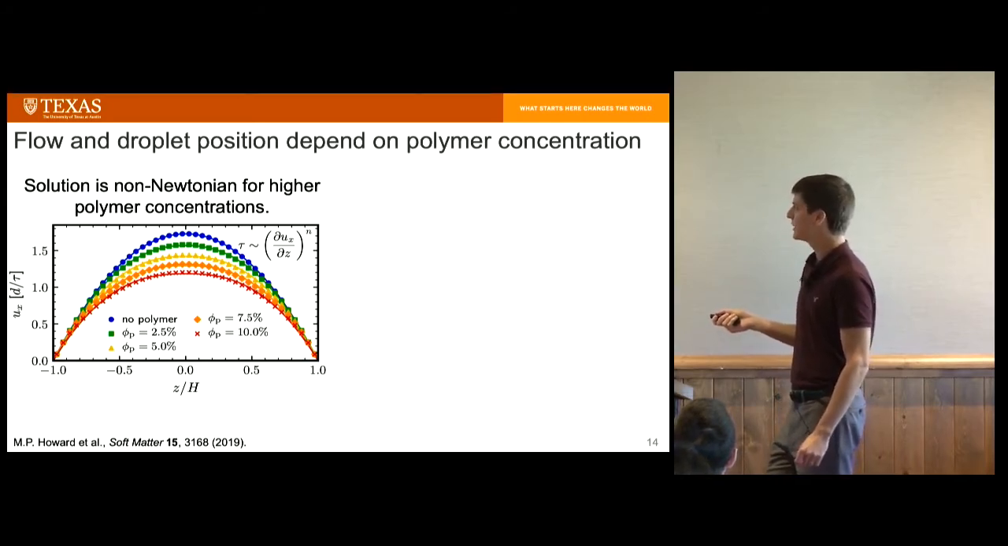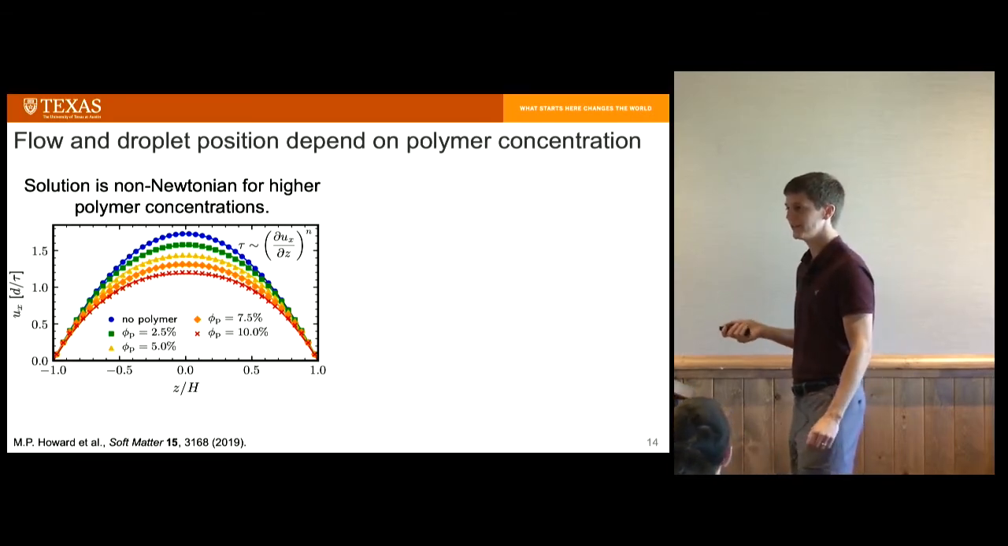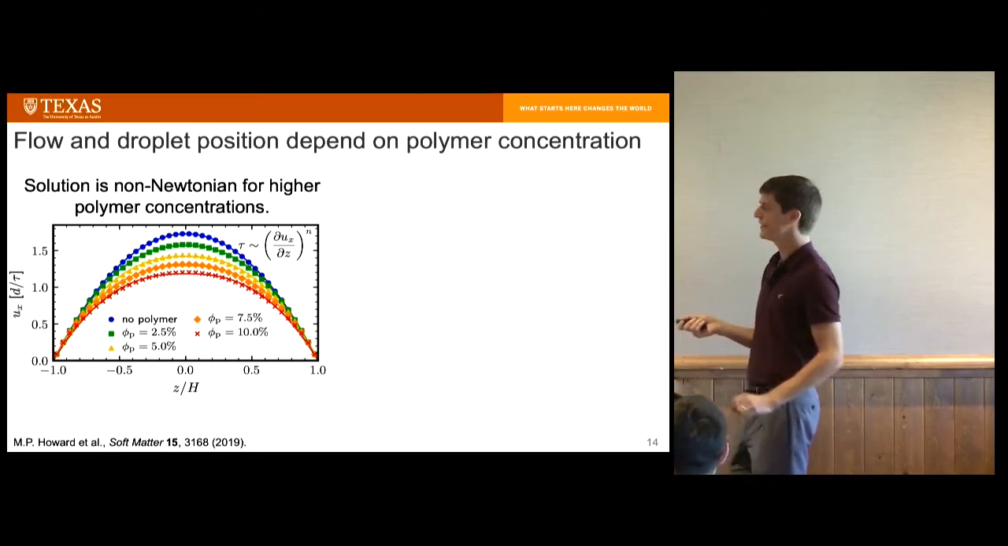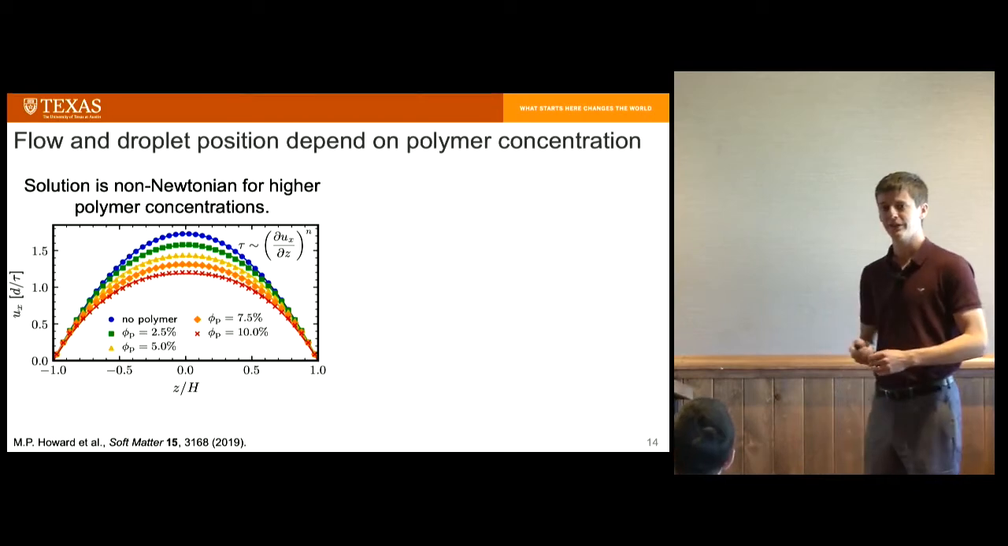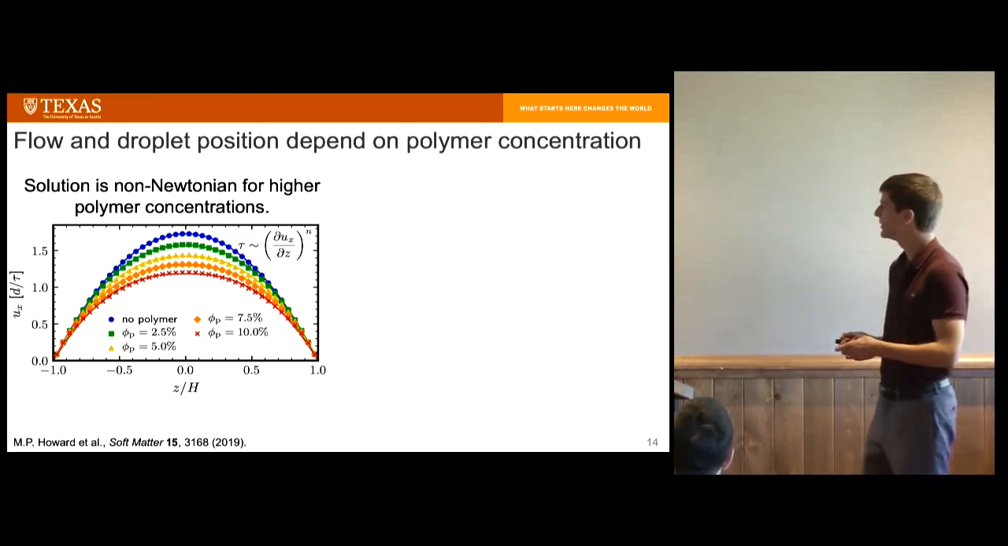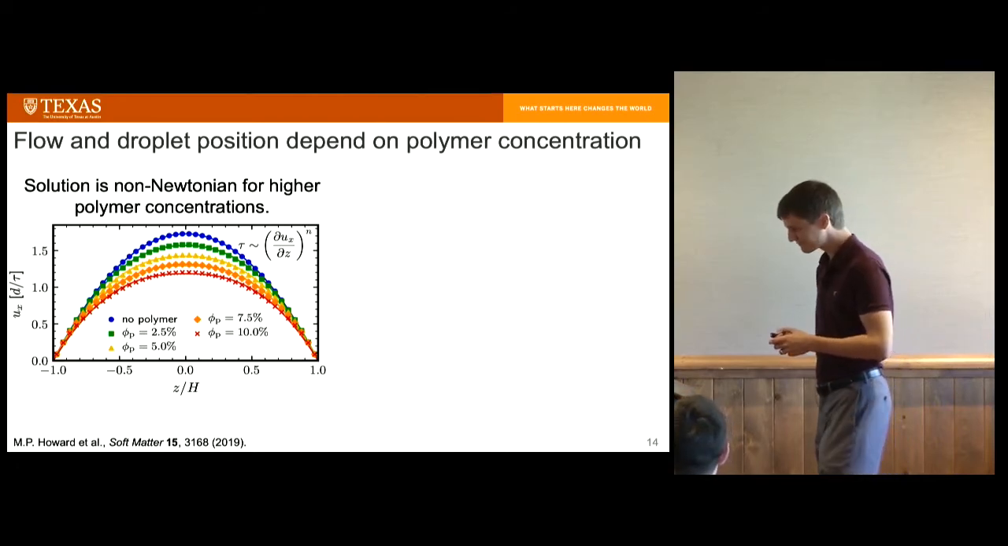And so as we add more and more polymer, we see that the peak velocity drops, which is consistent with a higher viscosity solution, what you expect for a polymer solution. But also, these flow fields change their shape from being a parabola here to something more flattened in the middle, which is consistent with having a power law type fluid, which is a crude approximation of a shear thinning fluid that I described earlier in the talk.